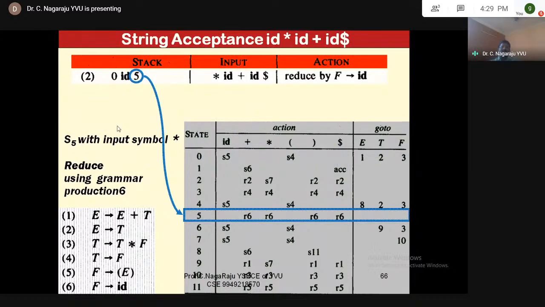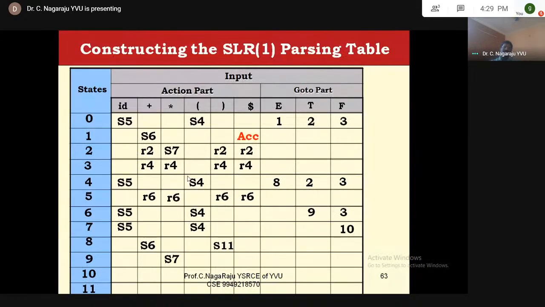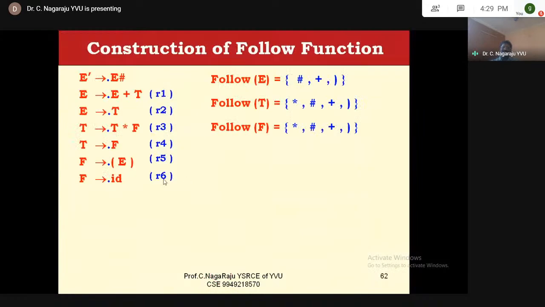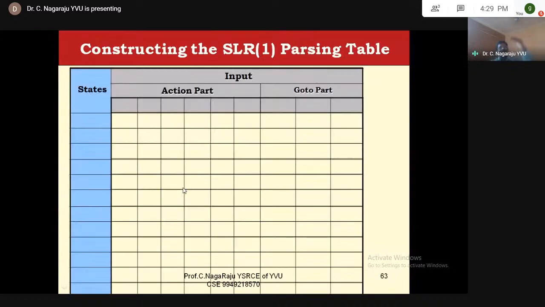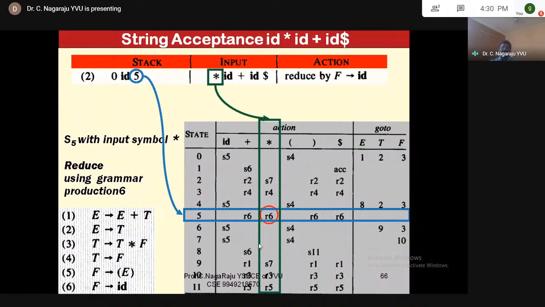After that, in the second case you see the state is 5. What kind of action is it? It is a reduction. R6 is there, reduction. That means R6 is which production? Here we are considering R6. For the grammar, where we are assigning the reductions R1, R2, R3, R4, R6, that means the R6 production can be used for reducing the statement.